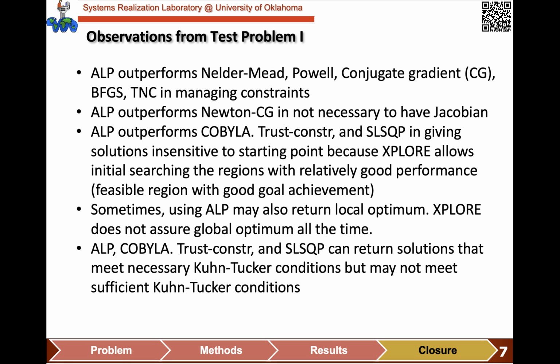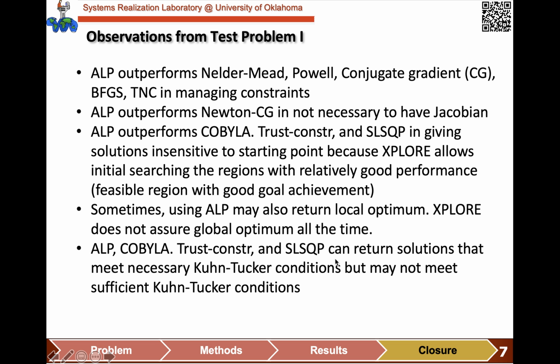The observation is that ALP can manage constraints, and it does not need a Jacobian matrix to solve the problem. And we also have an explore module that does an interior point search to return a relatively good starting point. That's why the results are insensitive to starting point changes. And sometimes ALP may also return a local optimum, but its local optimum is still good enough, which is more desired in engineering design.